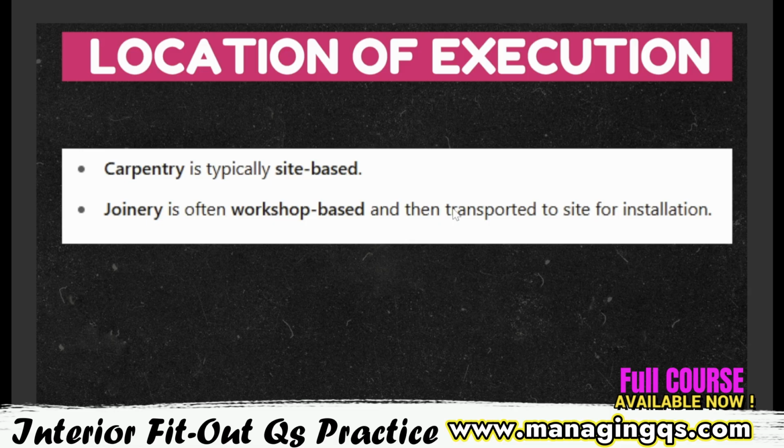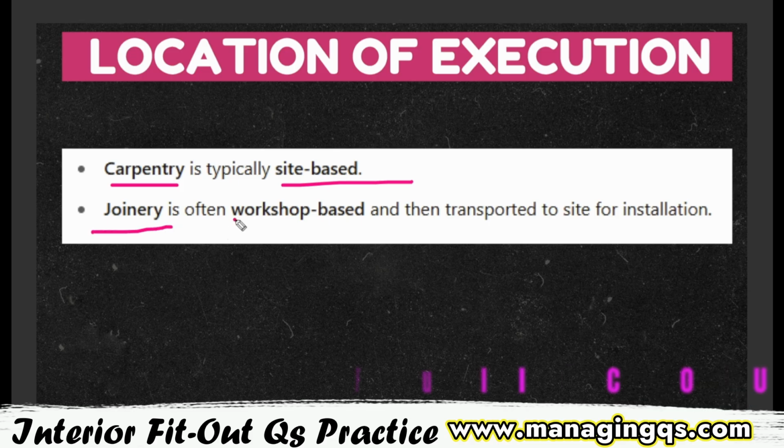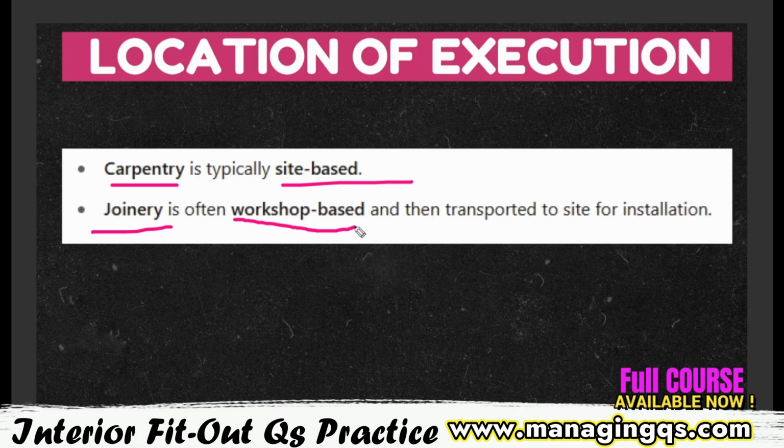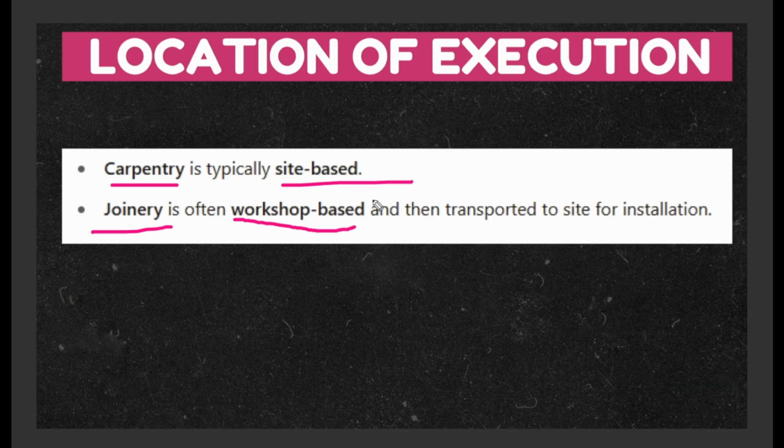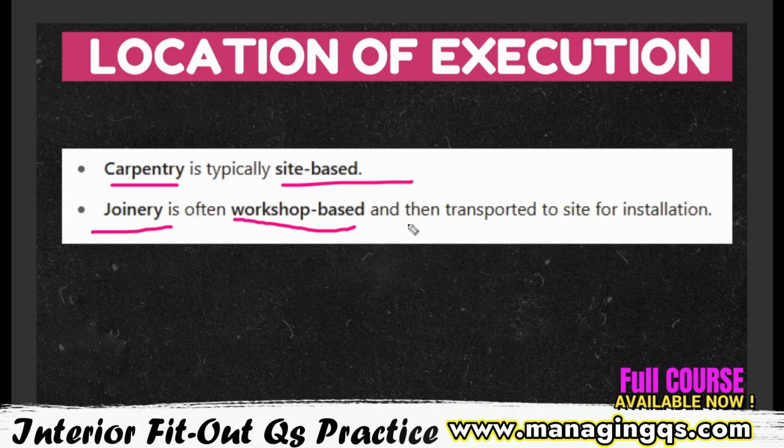Right, so the second point is the location of execution. We know very well that carpentry work happens on-site, site-based, and joinery work always happens workshop-based, or warehouse-based or factory-based, and is transported to the site for installation. They are already built in the workshop, then the items are transported to the site for installation. So this is the second easy understanding of joinery and carpentry work for execution.